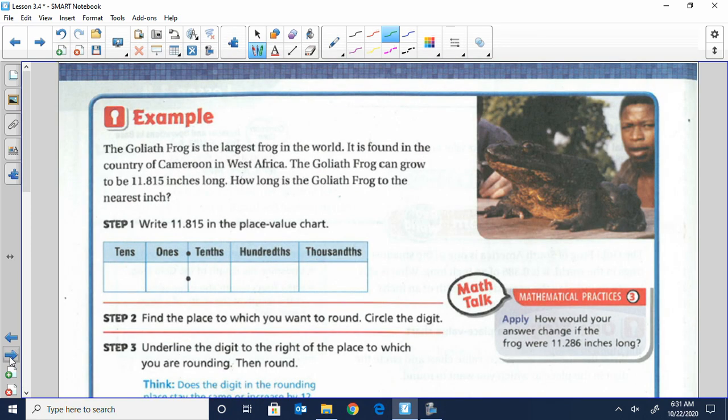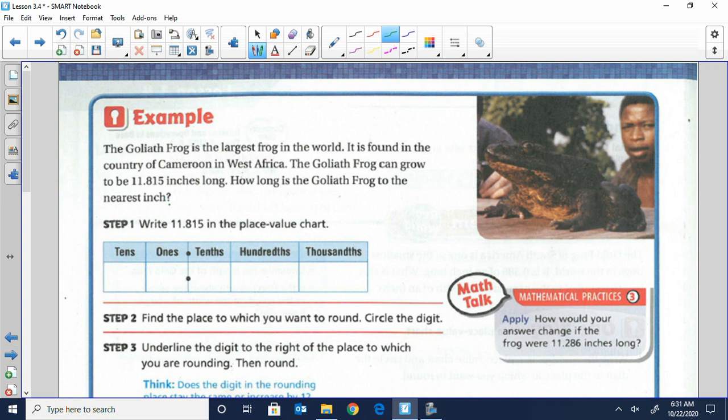On the next page, the Goliath frog is the largest frog in the world. It is found in the country of Cameroon in West Africa. The Goliath frog can grow to be 11 and 815 thousandths of an inch. How long is the Goliath frog to the nearest inch?